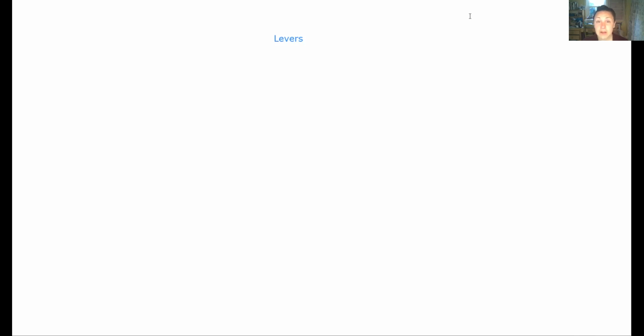Today we're going to talk about something called a lever, which is similar to an inclined plane where you're using something at an incline in order to leverage a different distribution of weight so that you can pick up heavier things. So we are on page 251.